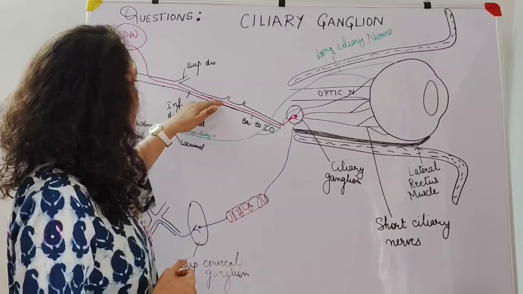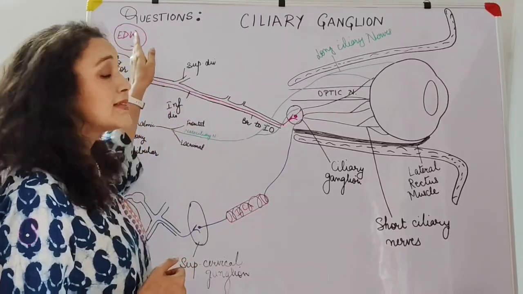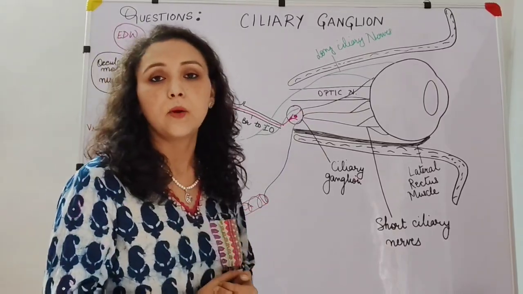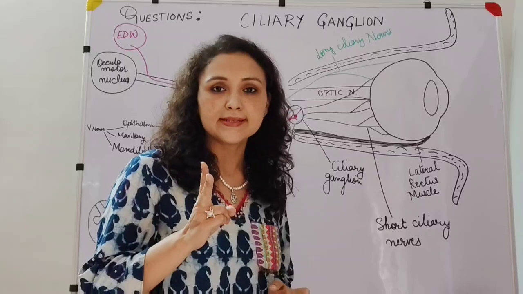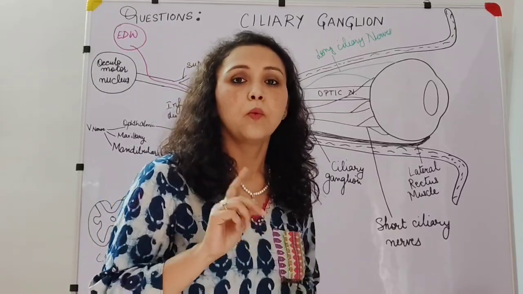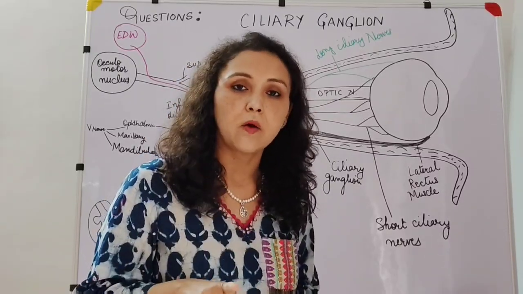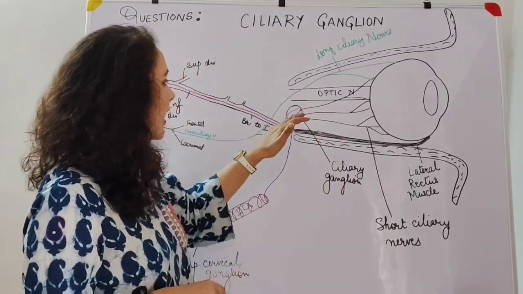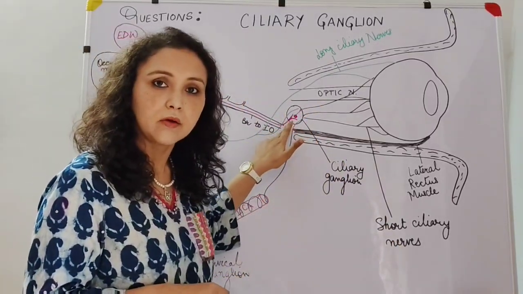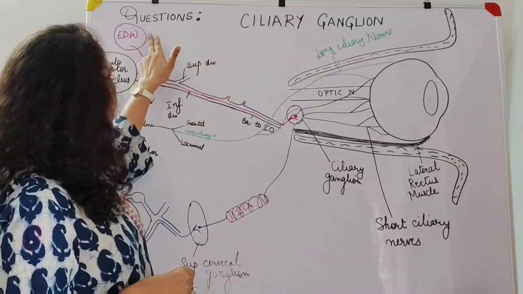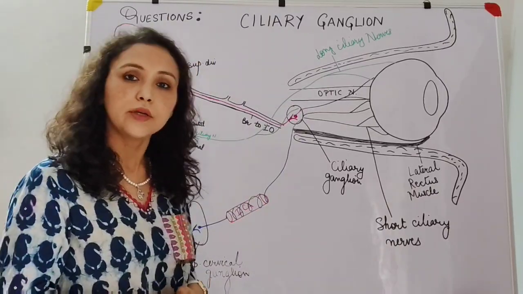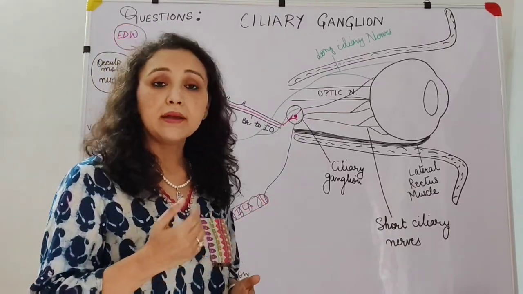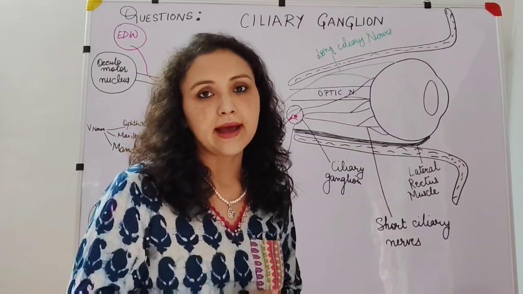Similarly, it can be asked which parasympathetic nucleus is involved in this. So now you have to understand this. These are two different things. One is the parasympathetic ganglion and another is the parasympathetic nucleus. The parasympathetic ganglion is the ciliary ganglion. And the parasympathetic nucleus is the Edinger-Westphal nucleus. Maybe another can be trace the entire pathway.